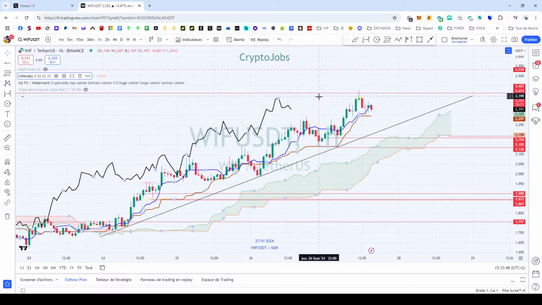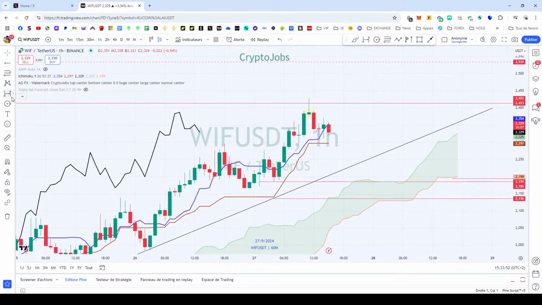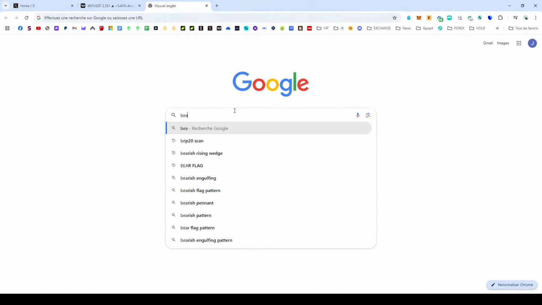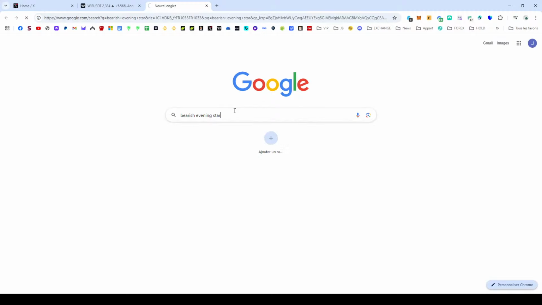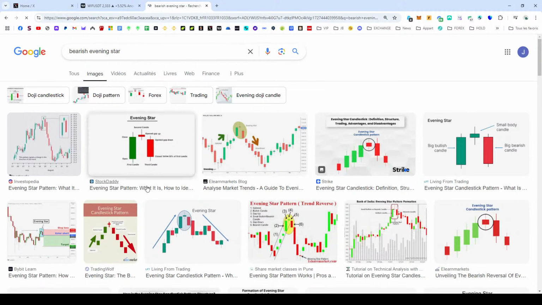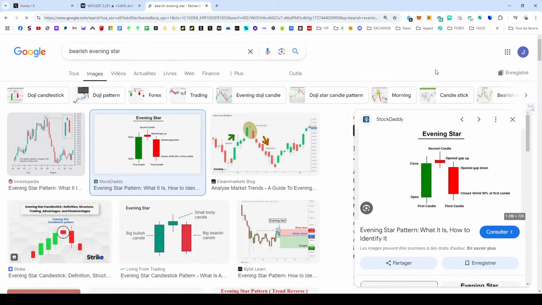And look at this also. If I remember, on the H1 this is a bearish evening star. I don't know the name, but I know the pattern.